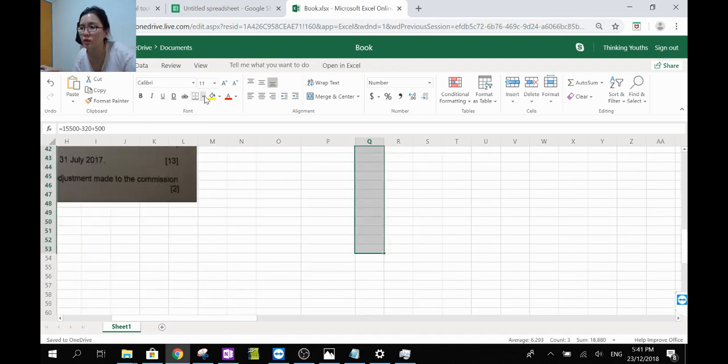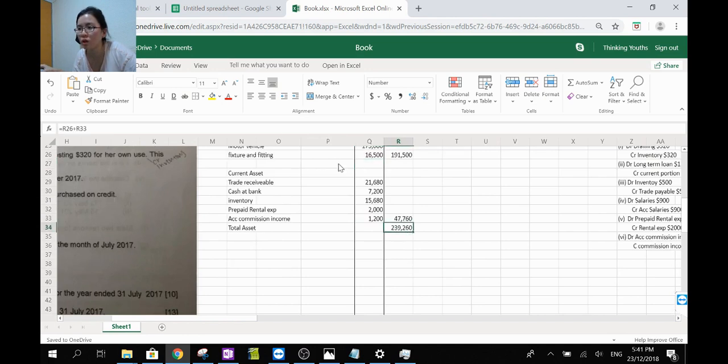Okay, so let's standard all the lines first. Okay, once you finish this portion, you have to do the single line on top, double line on bottom. Okay, to close up that we have done for the income statement. Okay, so next we need to move on to equity and liability. Okay, for equity and liability, okay, we need to split into three sections.